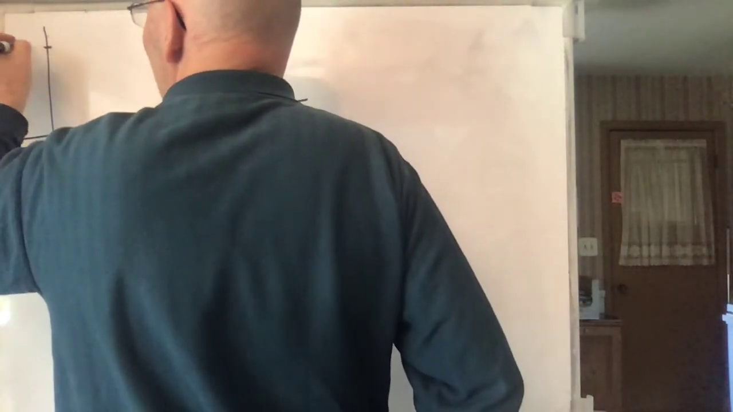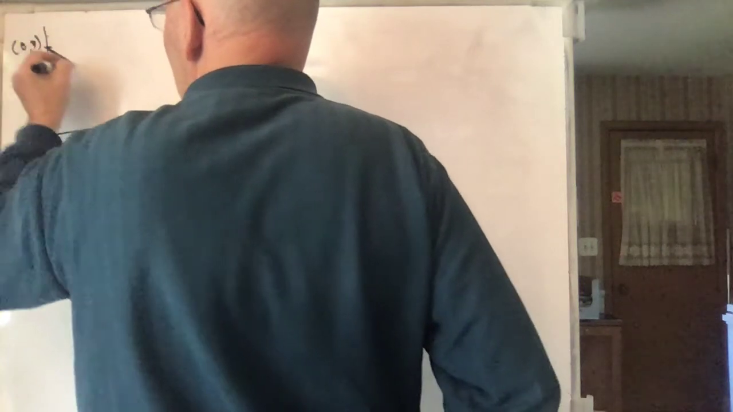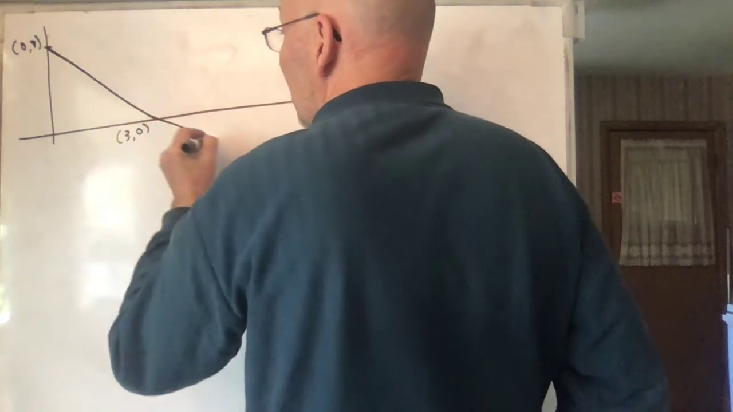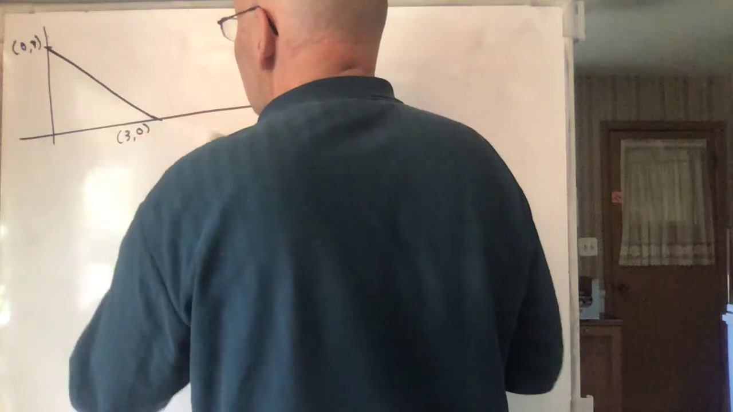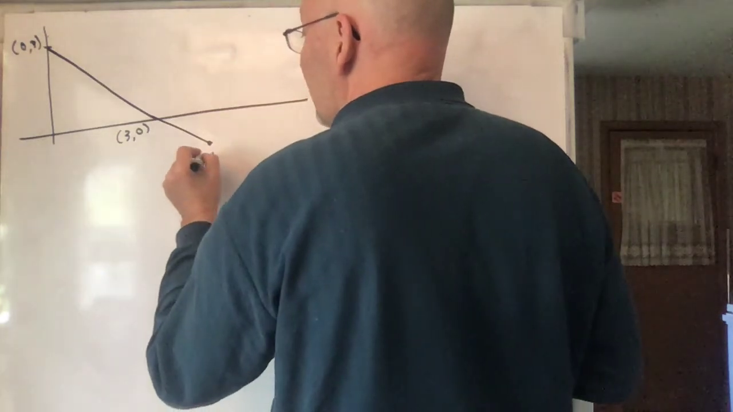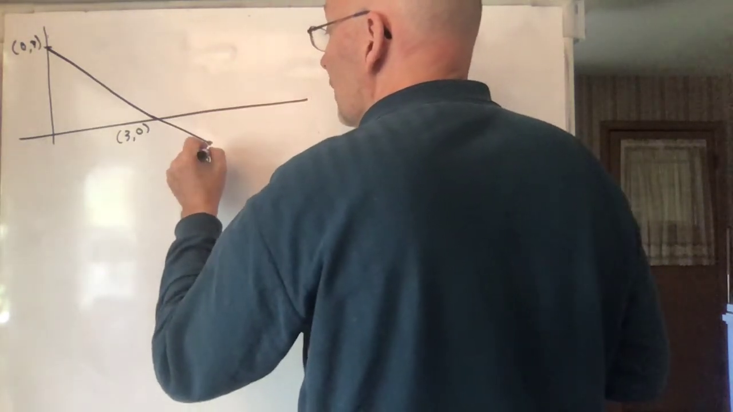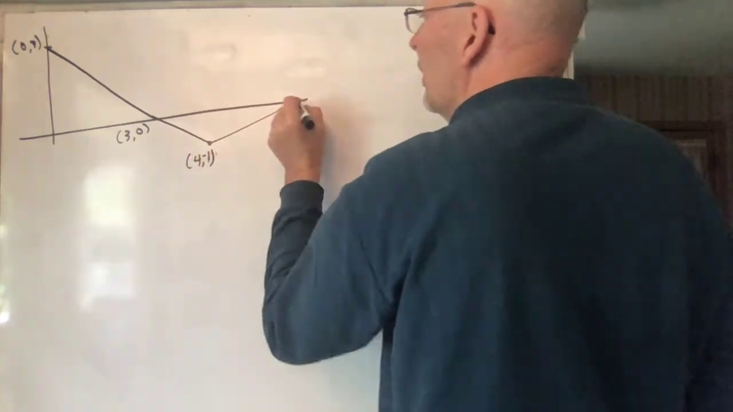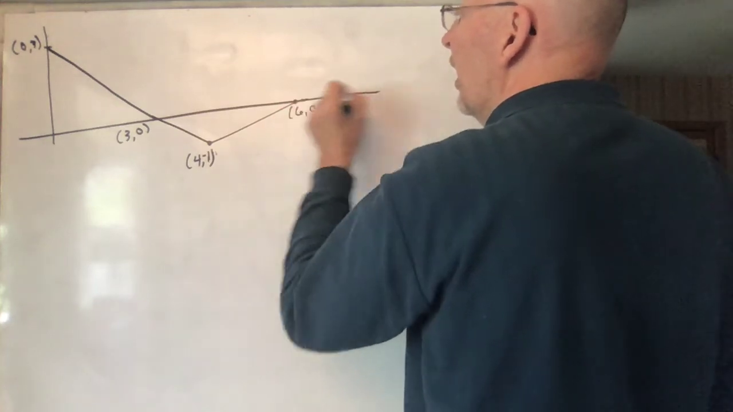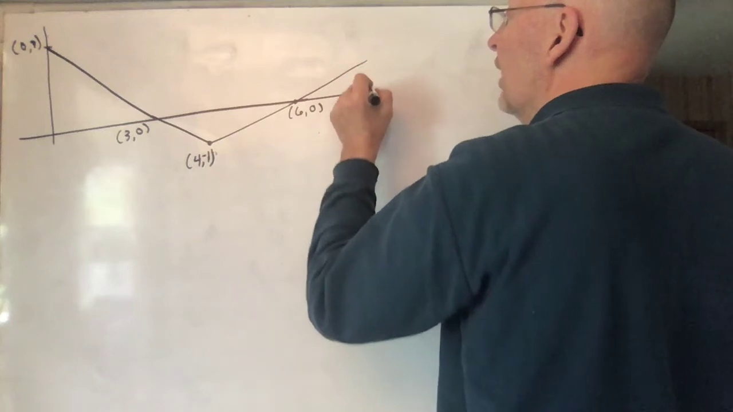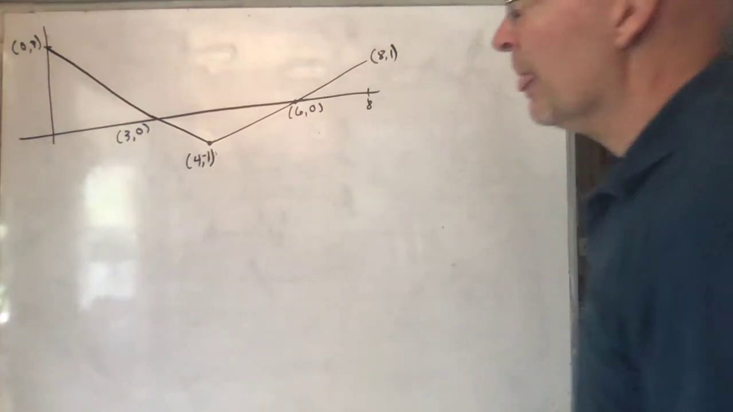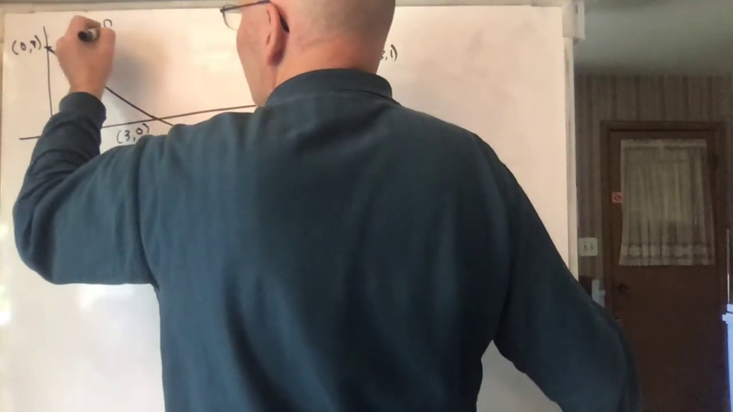Let's say we start with one that starts at the point 0, 3, goes down to 3, 0, continues down with the same line to 4, negative 1, and then climbs back up to 6, 0, and let's say continues climbing to the point 8, 1. Okay, so there's the function, and this is small f right here.